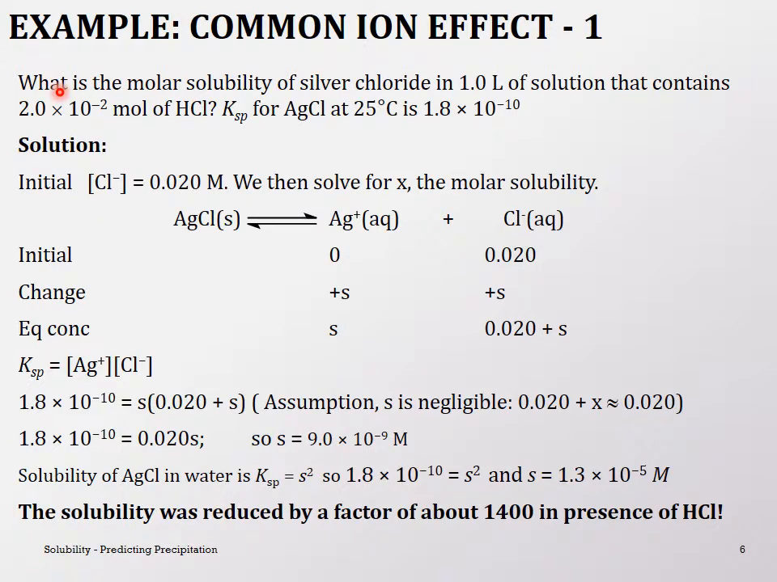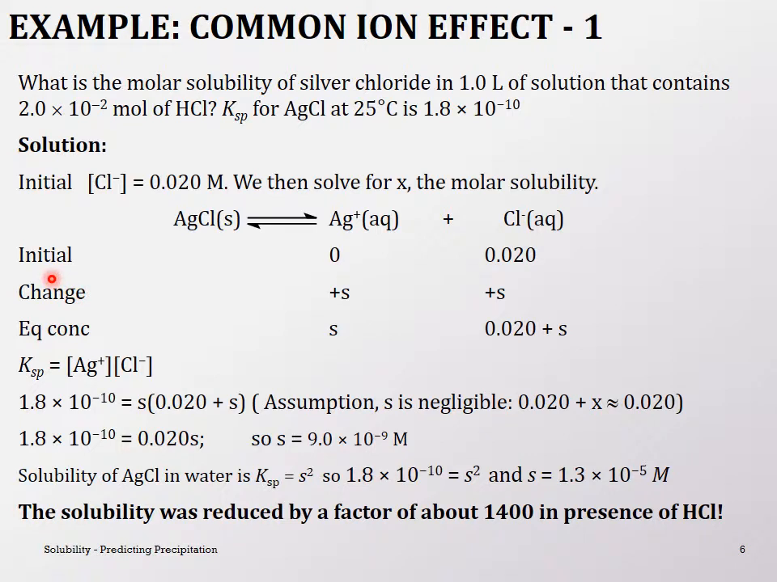What is the molar solubility of silver chloride in a 1 liter solution that contains 2.0 times 10 to the negative 2 mole of HCl, hydrochloric acid? The Ksp of silver chloride at 25 degrees Celsius is 1.8 times 10 to the negative 10. The initial concentration of chloride ion is already there, because there is already some HCl present. So we're going to have to solve for X and find the molar solubility. The Ksp is already given, so we're looking for molar solubility.